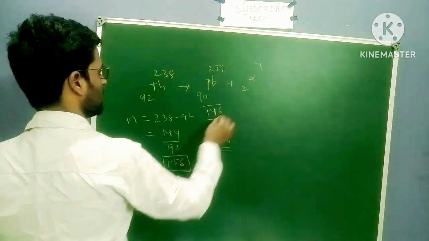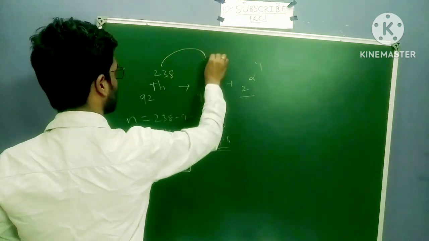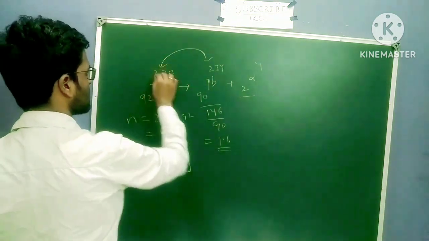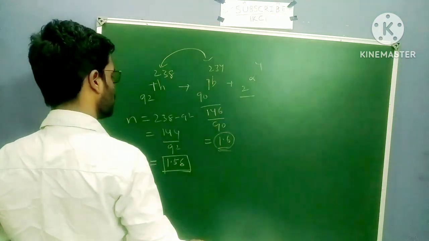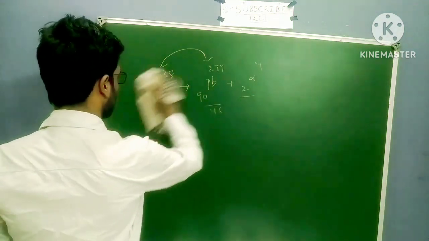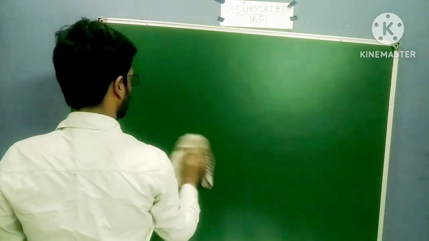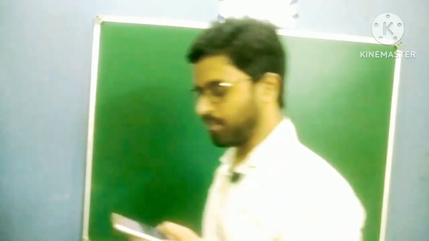So what happens in alpha decay? The N by P ratio increases. Calculate N by P for this, and calculate N by P for this. N by P is increasing here. So during alpha decay, N by P will increase. Okay, for this type of question you have to take an example yourself and see. Okay, next.